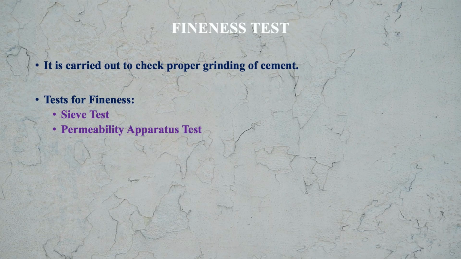Now, next is our fineness test that we do on the cement. Why do we do the fineness test? Fineness test is carried out to check proper grinding of cement basically. Now the tests to know the fineness are, first the sieve test, and second the permeability apparatus test. Here we will be discussing the sieve test.